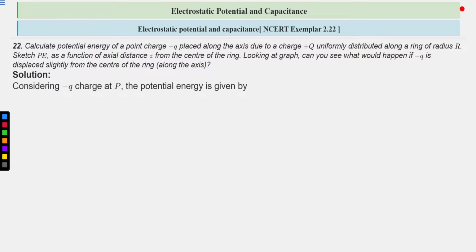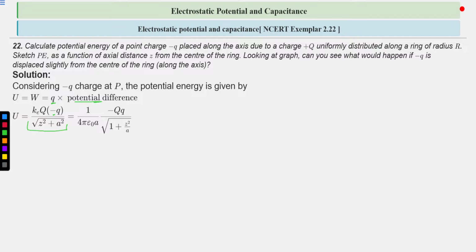Considering minus Q charge at P, the potential energy is given by, now that we have found the potential, we will find the potential energy by considering minus Q charge at P. So we will simply multiply the potential that we have calculated with the charge, that is minus Q here. So the potential energy is 1 by 4 pi epsilon naught, A minus Q upon 1 plus Z square by A. Okay, so this is the equation.